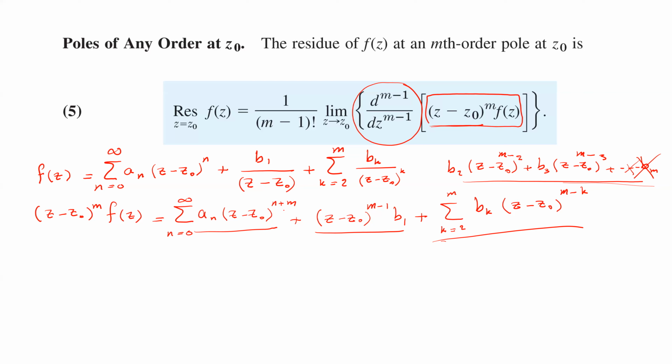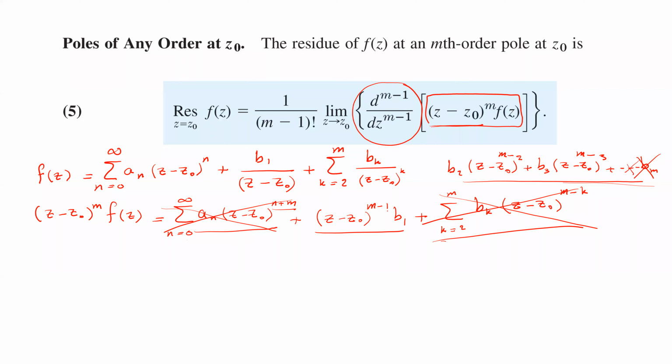They all have some power of (z minus z naught), because if you take the m minus 1 derivative of these powers, it starts with n plus 1, and n goes from 0 to infinity. So all of them still have (z minus z naught) to some power. All right. And when you put z equal to z naught, these go away. And these also go away. What remains is this.